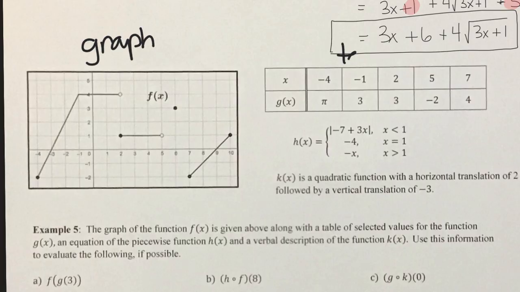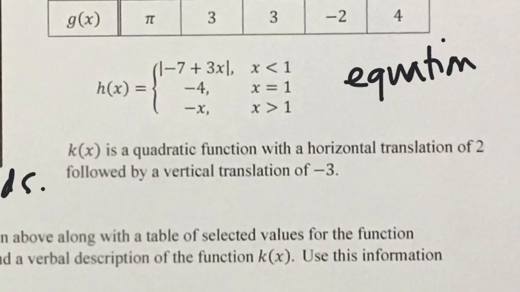Here we have it represented as a table. This is represented as an equation, right? A piecewise function. And here we have it represented as words. These are the 4 ways that we can represent information in math, right? Especially here in pre-calculus. So first, let's do the words. Let's change our words into an equation.